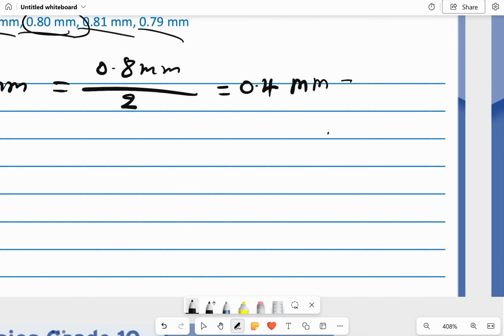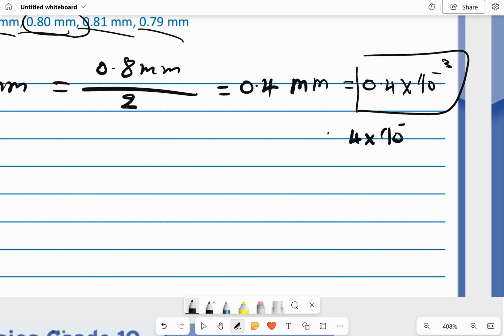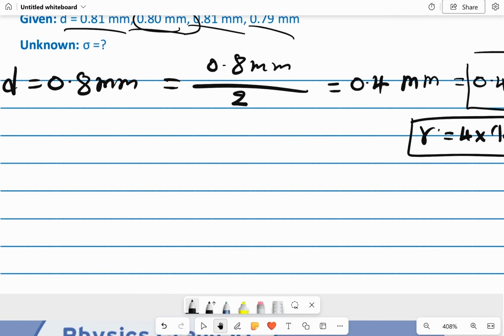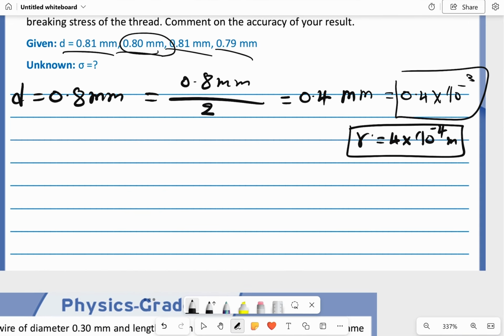Then change this to meter. You'll see 0.4 times 10 to the power of minus 3. So this is, or you can say, 4 times 10 to the power of minus 4 meter. This is the radius. Careful: whenever you have the diameter, divide by 2 and you will get the radius. And it says calculate the stress.